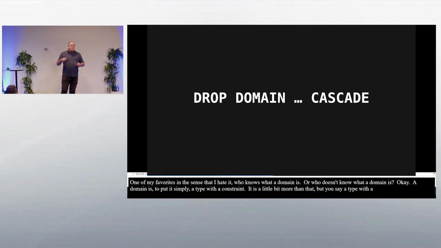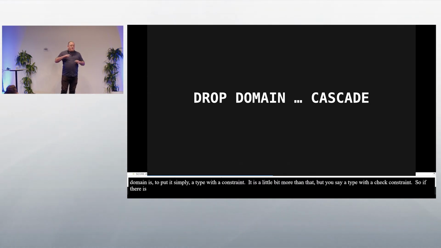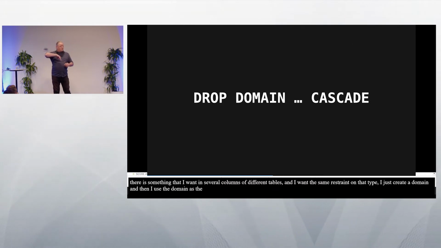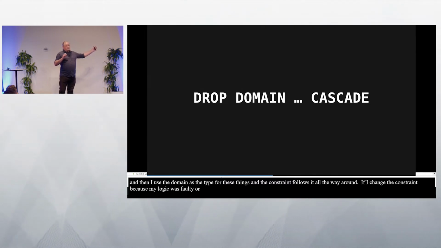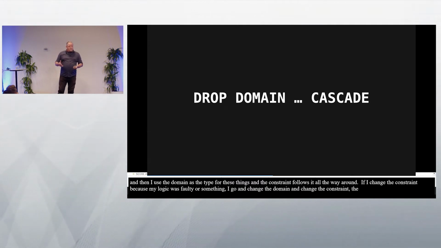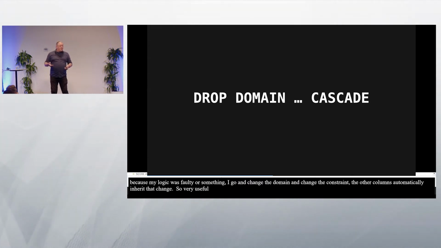So if there's something that I want in several columns of different tables, and I want the same check constraint on that type, I just create a domain, and then I use the domain as the type for these things, and the constraint follows it all the way around. And if I change the constraint because my logic was faulty or something, I go and change the domain to change the constraint, the other columns all automatically inherit that change. So very useful feature, unless you want to drop it.